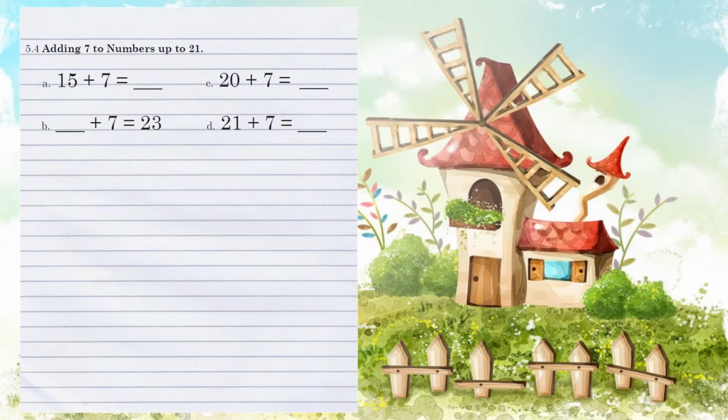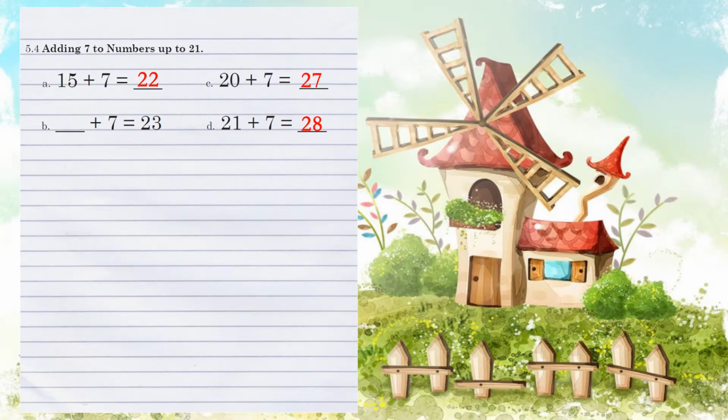Unit 5.4, adding 7 to numbers up to 21. Example A, we have 15 plus 7. Let's use the technique of combining our ones positions together. 7 plus 5, you have to think about that, but it is going to give us 12. So therefore, we write down the 2, we carry the 1 over into our tens position. So now 1 plus 1 is also 2 for an answer of 22.